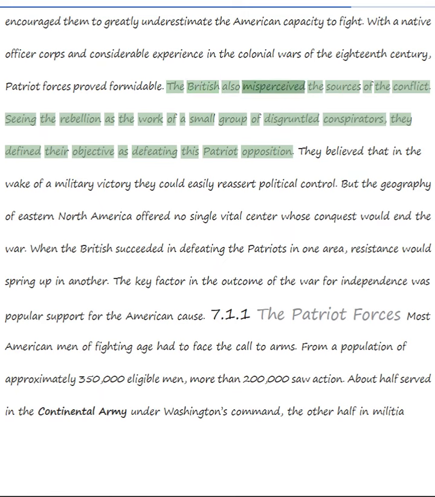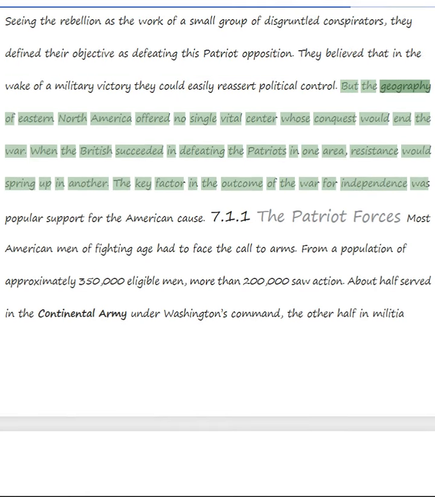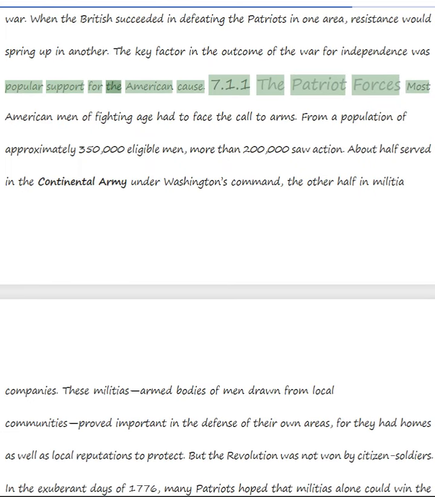The British also misperceived the sources of the conflict. Seeing the rebellion as the work of a small group of disgruntled conspirators, they defined their objective as defeating this Patriot opposition. They believed that in the wake of a military victory they could easily reassert political control. But the geography of eastern North America offered no single vital center whose conquest would end the war. When the British succeeded in defeating the Patriots in one area, resistance would spring up in another. The key factor in the outcome of the War for Independence was popular support for the American cause.